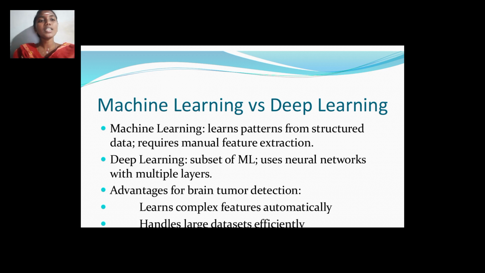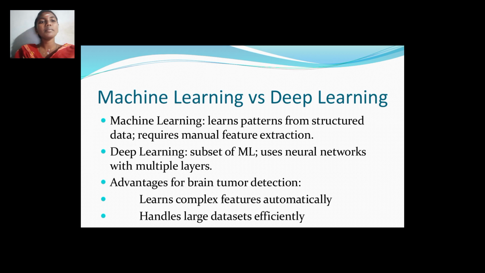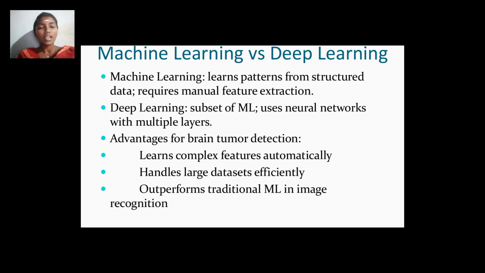Next, machine learning versus deep learning. Machine learning learns patterns from structured data, but deep learning is a subset of machine learning. Machine learning requires manual feature extraction, but deep learning uses a neural network with multiple layers. The advantages for brain tumor detection are that deep learning learns complex features automatically, handles large data sets efficiently, and outperforms traditional machine learning on images. Traditional machine learning is mostly used for simple image recognition only.